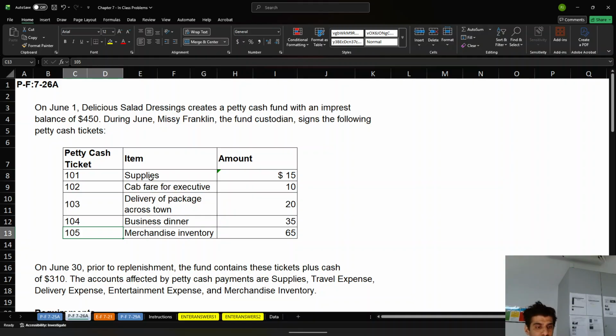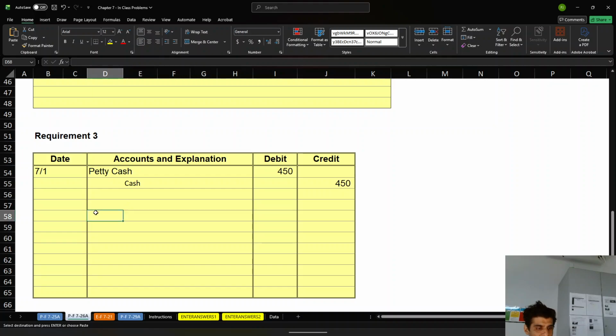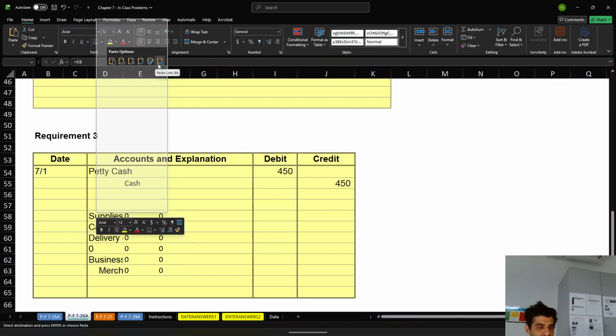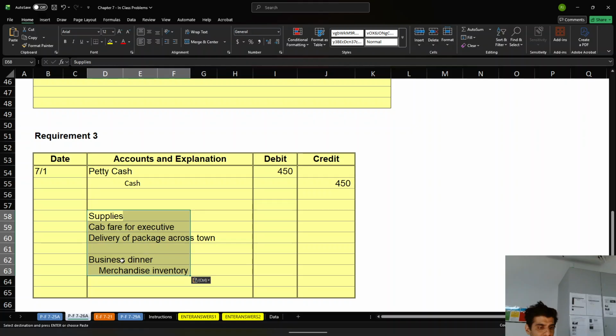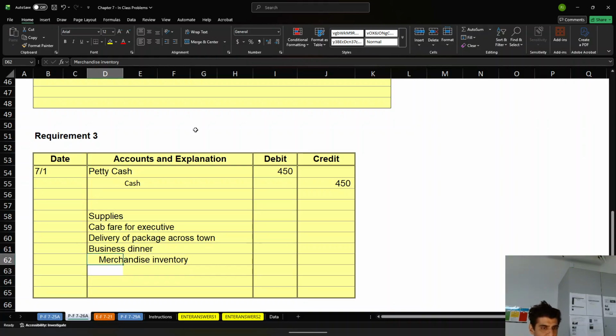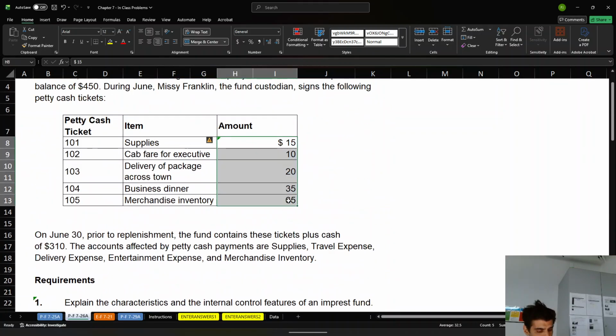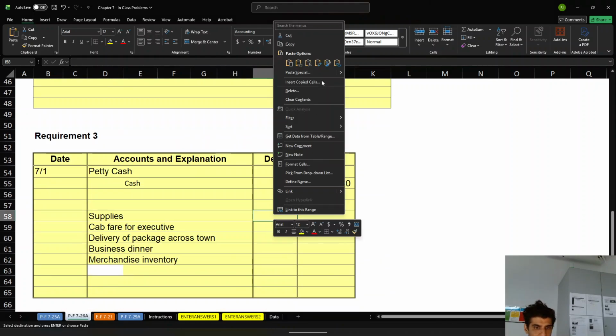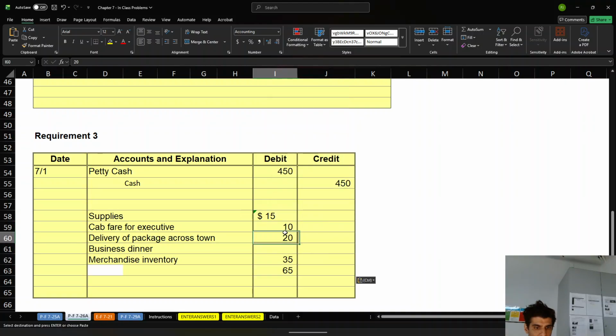control. Okay, so basically, when I replenish, I can just kind of copy and paste these. They're all going to be debits. Okay, oops, this one is not. Okay, I know they're all going to be debits. They're either going to be the purchase of assets or the expenditure of expenses. So I know all these amounts are going to be debits.